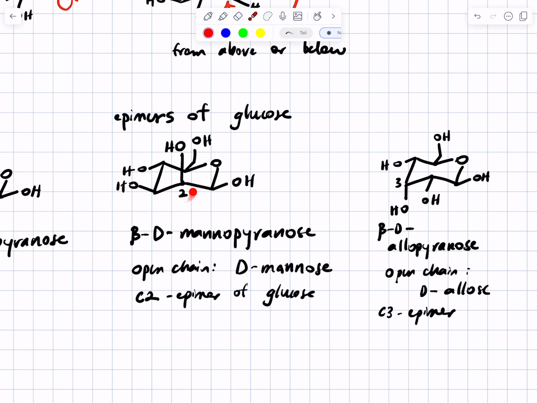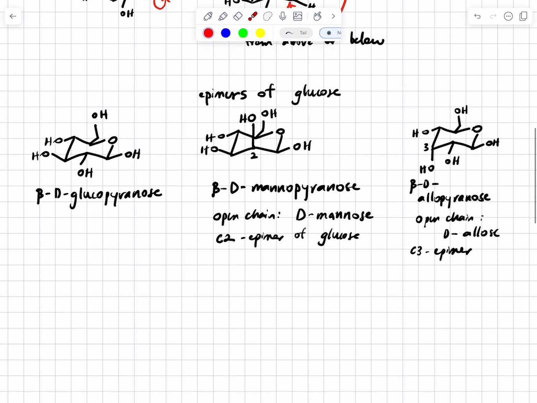So mannose is the C2 epimer, allose is the C3 epimer, and then the last one we're going to memorize is the C4 epimer. So here the C4 hydroxyl is going to be up instead of down.